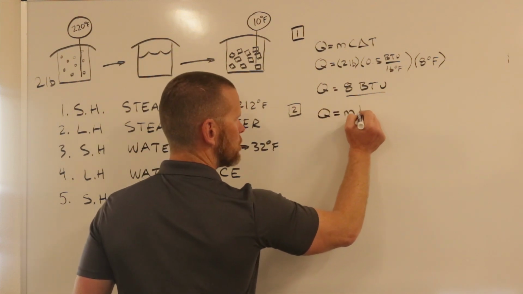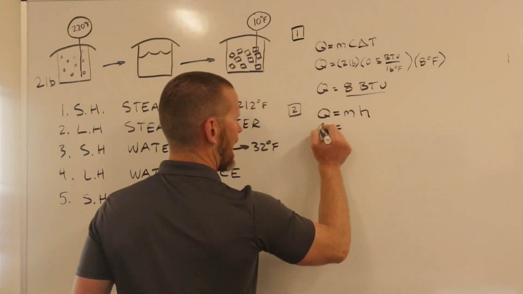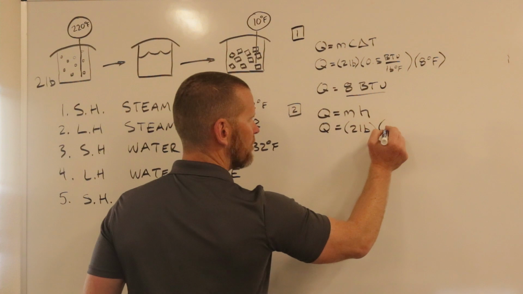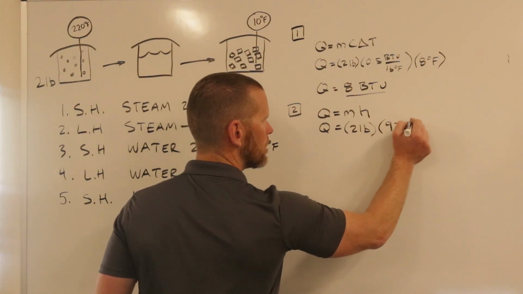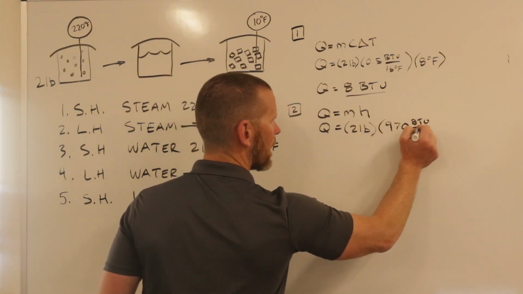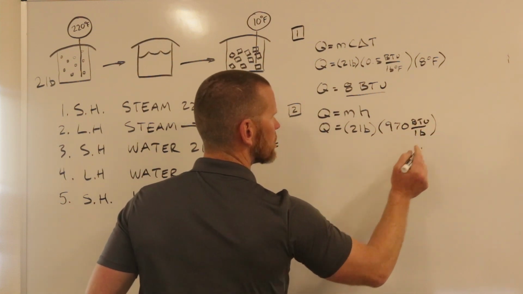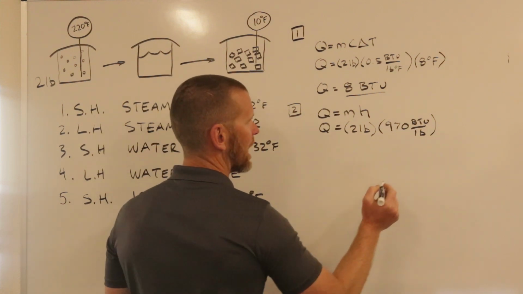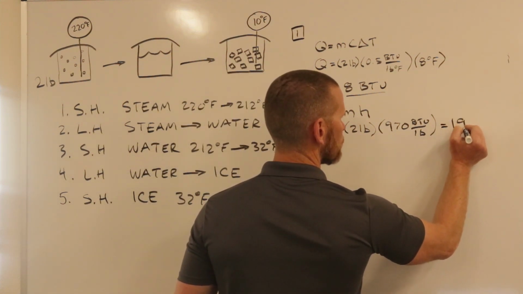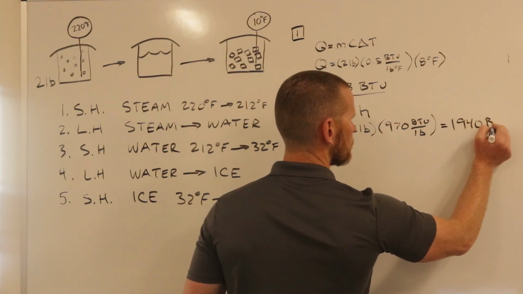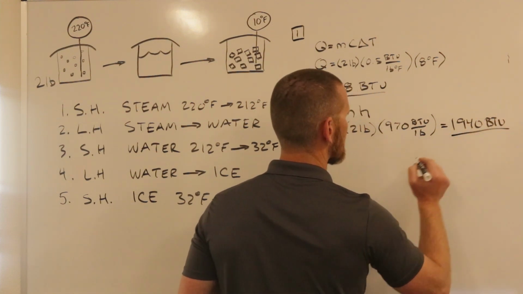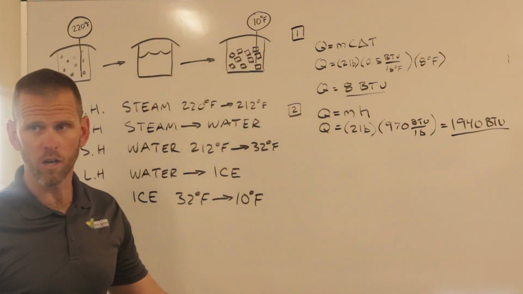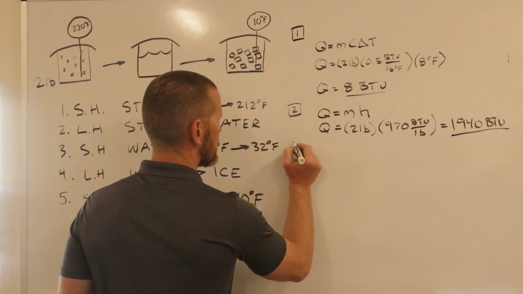Q equals mH. Okay, our mass is still 2 pounds. It'll be 2 pounds the whole way. And the latent heat of vaporization of water is 970 BTUs per pound. So 2 times 970 equals 1,940 BTUs. Step 2 complete. Notice the difference. Again, latent heat nearly always dominates over the sensible heat. Okay, move to step 3.